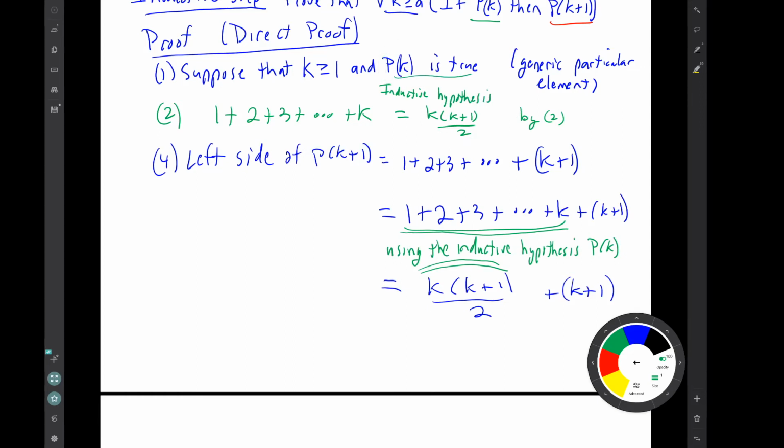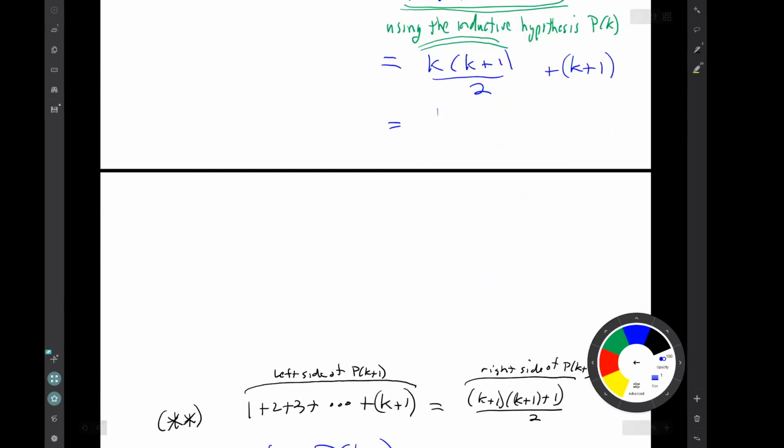Now look, we've got to add these two things together. They don't have a common denominator, so we've got to work on that. We've got to get a common denominator for the second term. So I got a common denominator by multiplying the top and bottom of that by 2. And now look, we can combine these fractions.